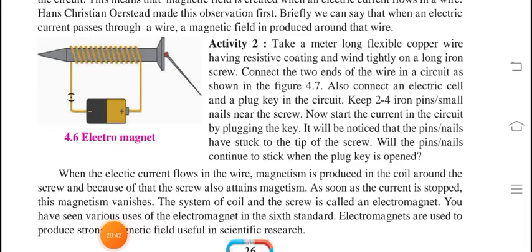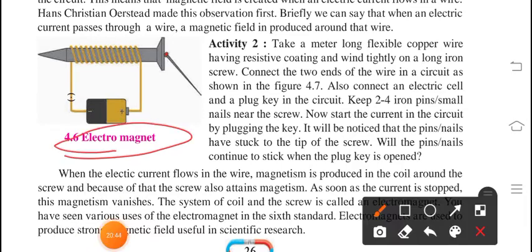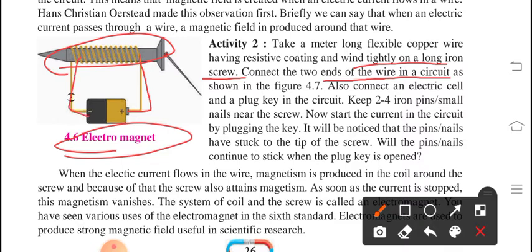The next topic is electromagnet. I'm going to read this activity and we'll understand the concept of electromagnet through it. Take a meter long flexible copper wire having an insulating coating and wind it tightly on a long iron screw. Connect the two ends of the wire in the circuit as shown in the figure. These two ends we have to connect to the battery, or we can say the cell. Also connect the electric cell and plug key in the circuit.